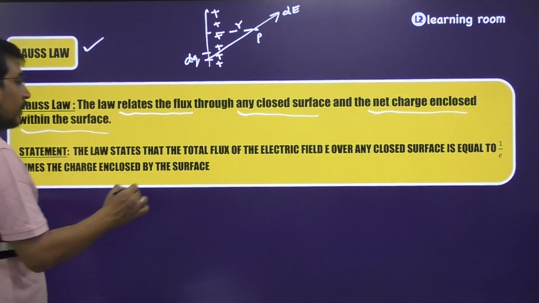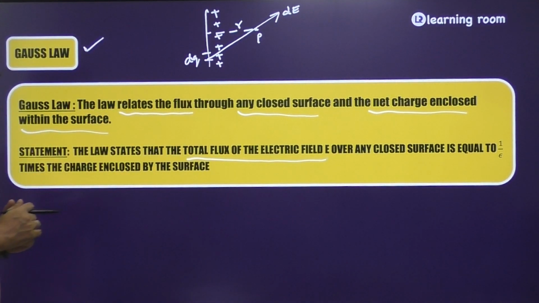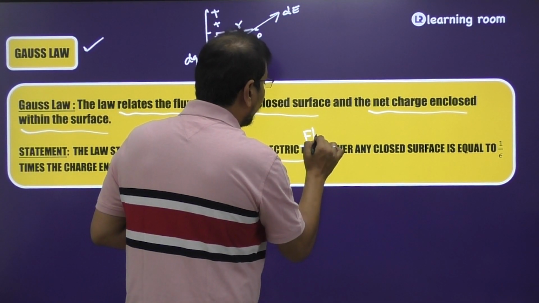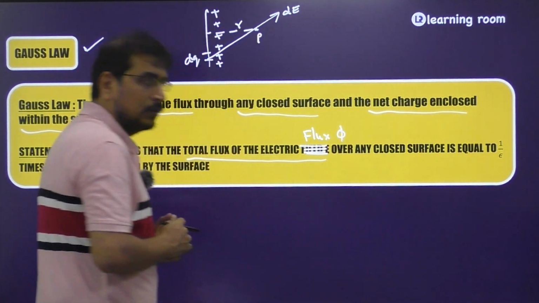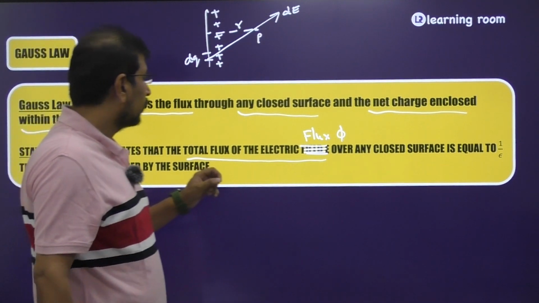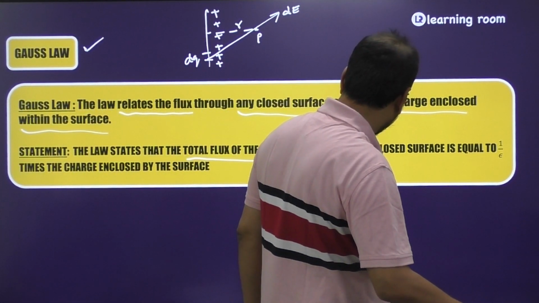If you take the total electric field E over any closed surface, right? The total electric, there is a mistake here. It is not the total electric field, it is the total electric flux. Okay, correction. So the law states that the total, oh, I'm sorry, they mentioned flux here. Sorry, I didn't see that.